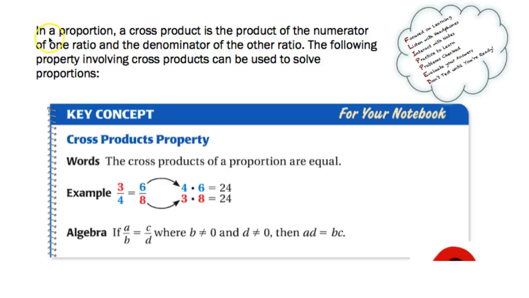So let me tell you about cross products. This definition says, in a proportion, a cross product is the product of the numerator of one ratio and the denominator of the other ratio. The following property involving cross products can be used to solve proportions.